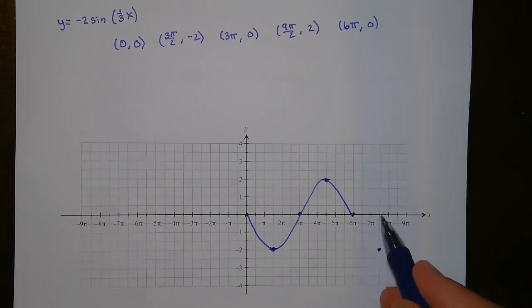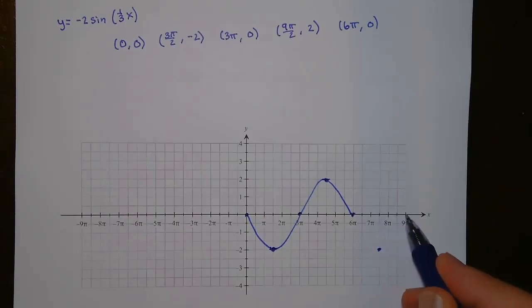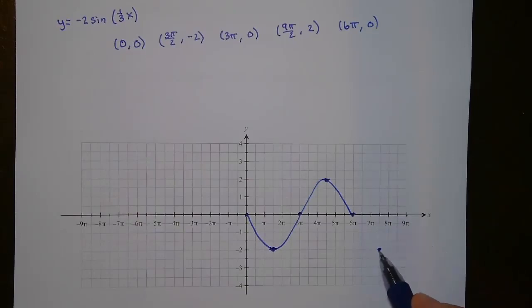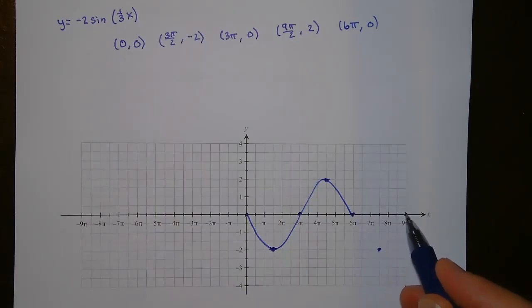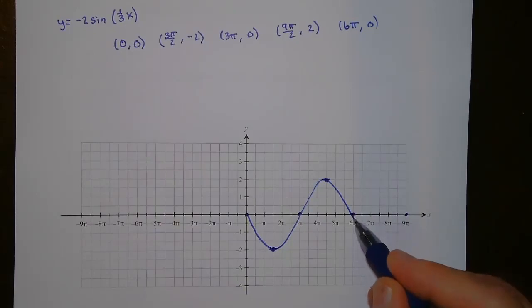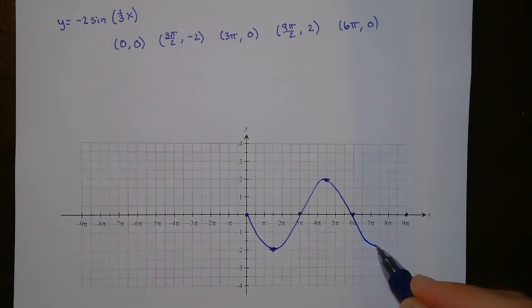Okay, and then 1, 2, 3, right here at 9 pi, right? Well, what's it gonna have to do? Well, that's another minimum, right? So I'm gonna have to come back up to right there, okay? And I missed it because my pen was in the way.